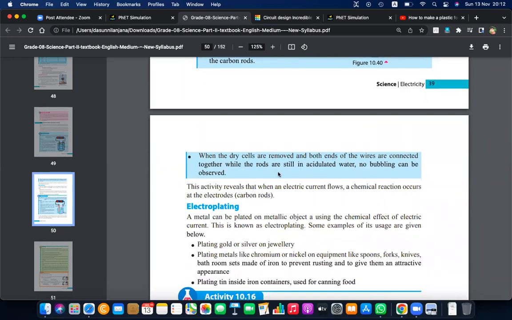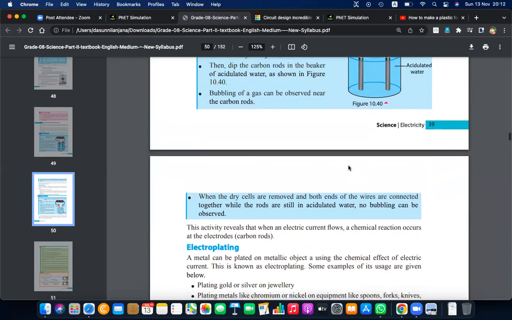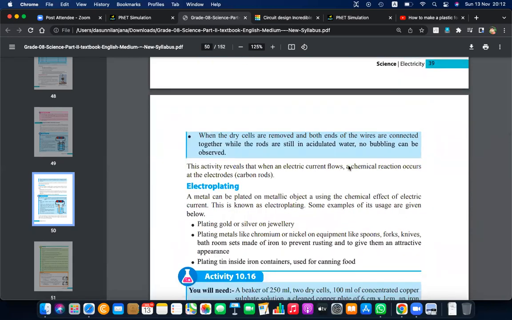Right, when the dry cells are removed and both ends of the wires are connected together, while the rods are still in the acidulated water, no bubbling can be observed. That means when you are not providing the electricity, there will not be bubbles, right? Okay, sir.